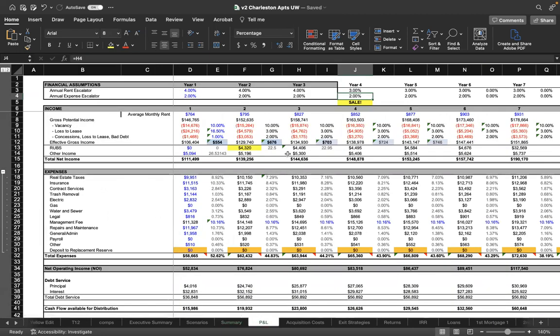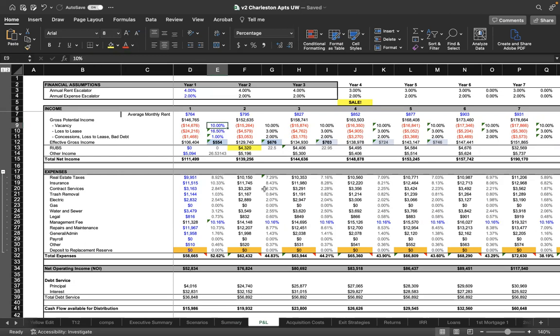The next tab here is the P&L. The P&L shows for 10 years what the projections are for the next 10 years. So again, there's a lot here. There's the annual rent escalator, which means every year we're going to assume rent increases by 4%. In the last couple of years, it's been 15%, but we don't want to project 15%, so we're on the lower side there. And the annual expense escalator as well is 2% year over year.